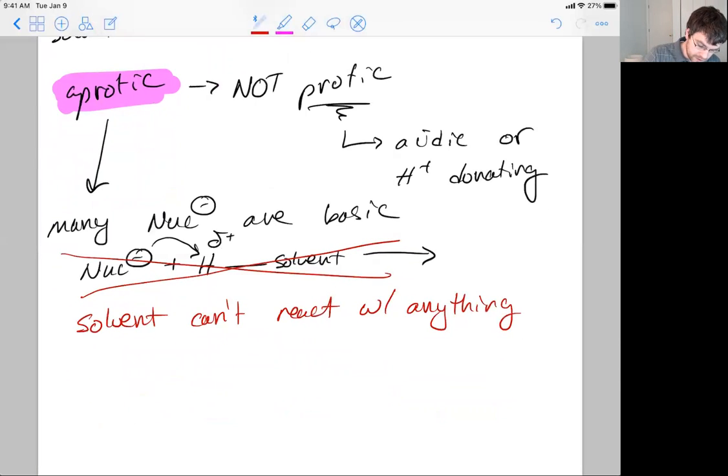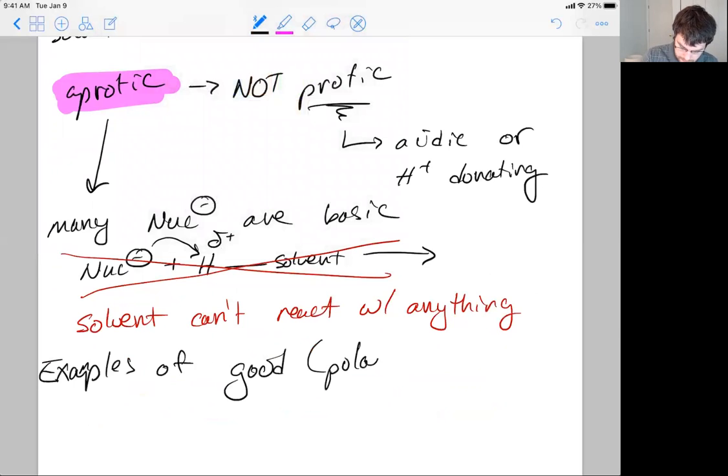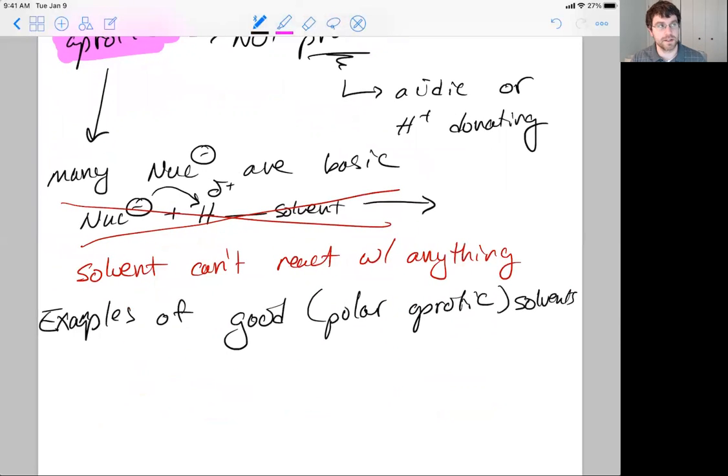Now what this leads to is some examples of good, i.e. polar aprotic solvents. And I'll be honest, these are good things to refer to. You'll get more comfortable when you see these down the road, but you don't necessarily need to make flashcards about this at this point anyway.